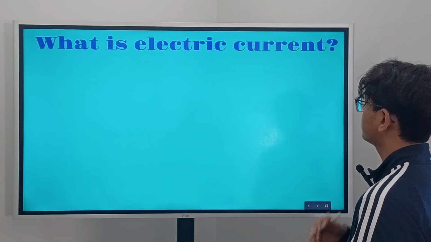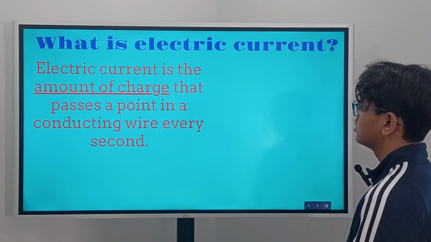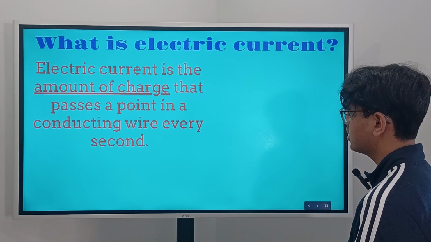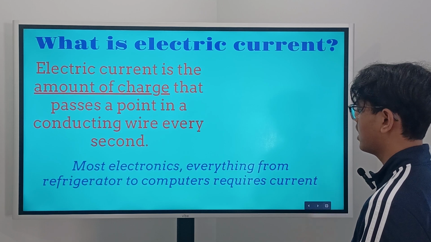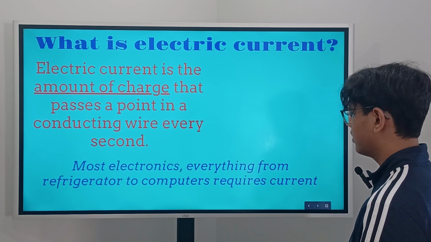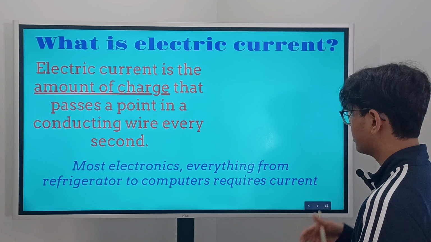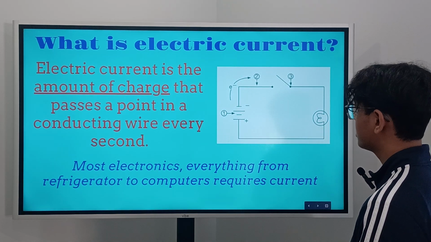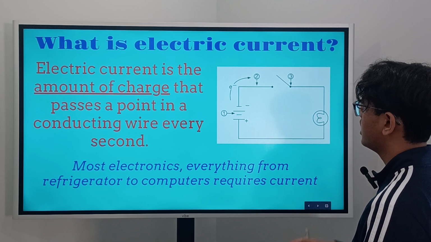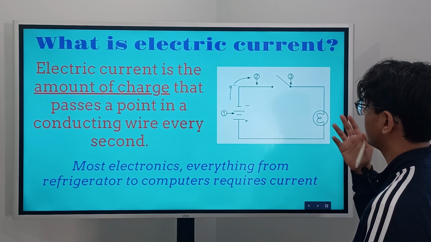So now what is electrical current? Electric current is the amount of charge that passes a point in a conducting wire every single second. And this is how a normal circuit looks like. We're going to cover more about this later on. So that's just a brief description of what electric current is.